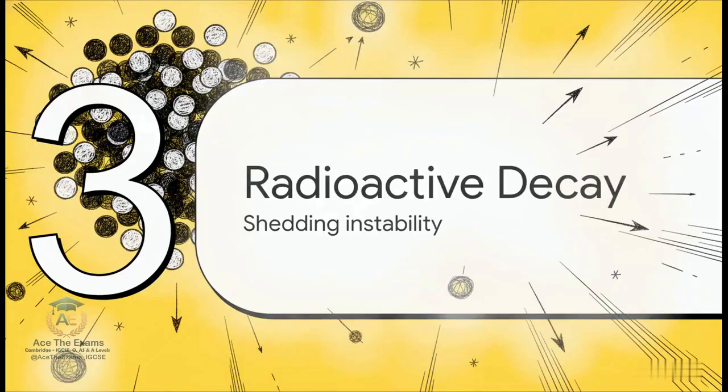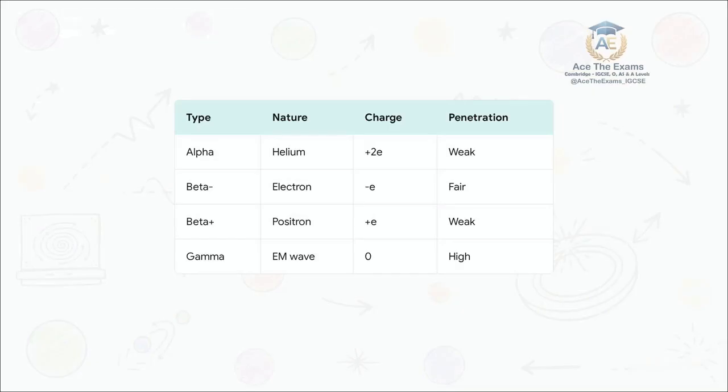Section 3. Understanding radioactive decay. This is where things get dynamic and where your time management matrix in the exam becomes absolutely critical. You are going to see a table like this in your paper. We are comparing the nature, charge, and penetration levels of alpha, beta minus, beta plus, and gamma radiation.